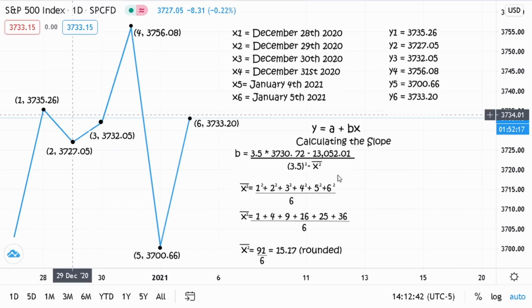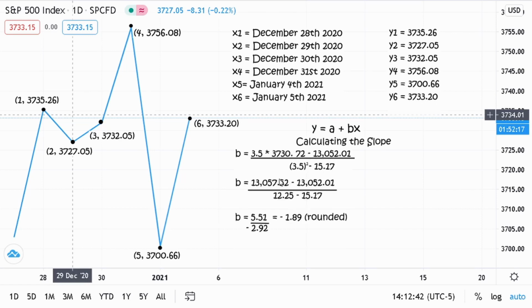The final number that we need for our slope equation is the mean of all the x's squared. To get the mean of all the x's squared, we're going to square every x value, and then add them together, and then divide by 6, as you see right here. What we get for the mean of all the x's squared is 15.17.